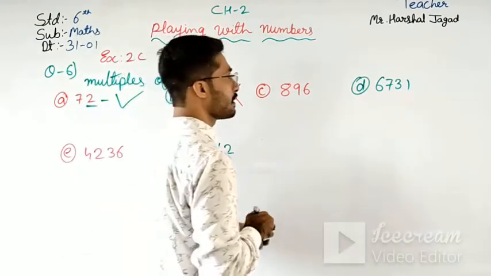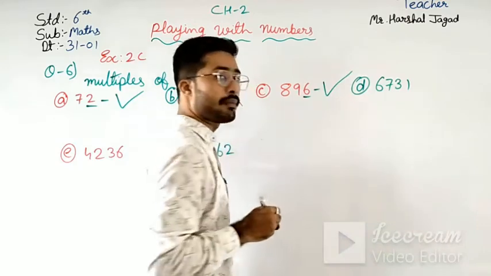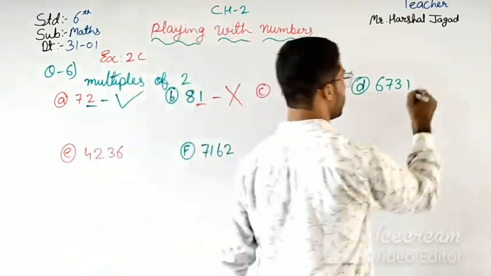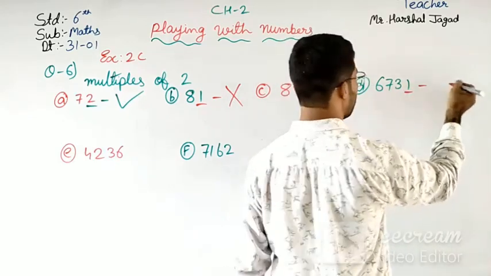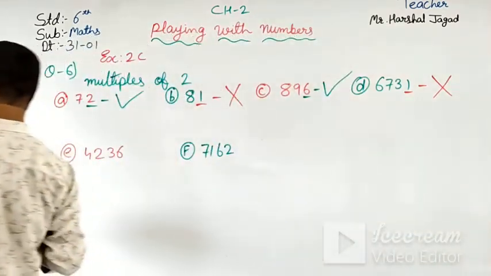Okay, moving towards C, that is 6. Yes, this number is a multiple of 2. And here in D, you can see in the ones place it is 1. So it is not divisible by 2, so it is not a multiple of 2.